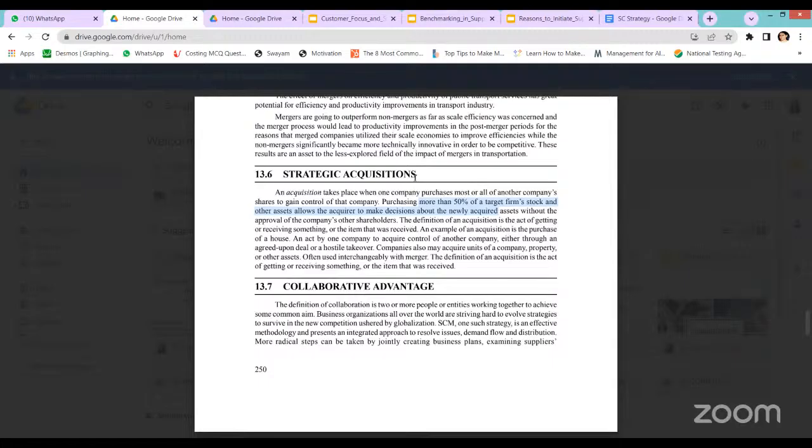So what is acquisition? It is the act of getting or receiving something, or the item that was received. Like purchasing a house, or a company acquires control of another company either through an agreed-upon deal or a hostile takeover. Here I'll tell you how strategic partnership, strategic alliances, and acquisitions differ from each other.